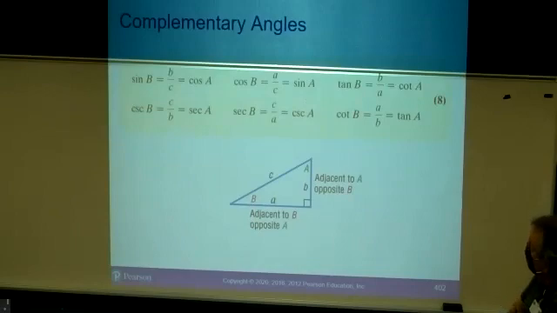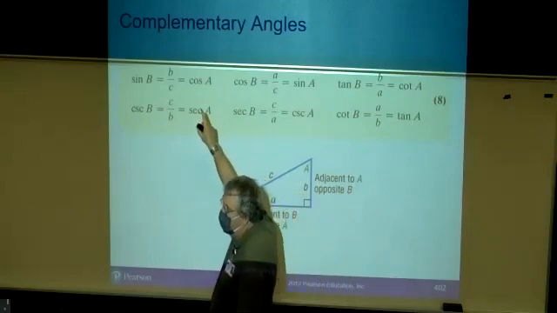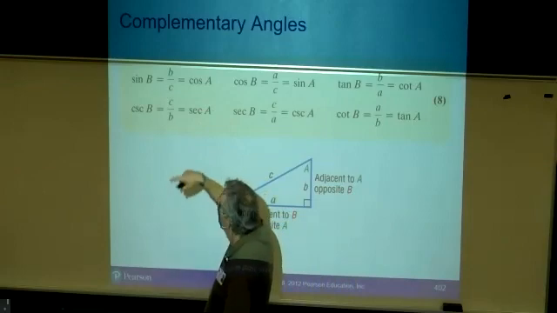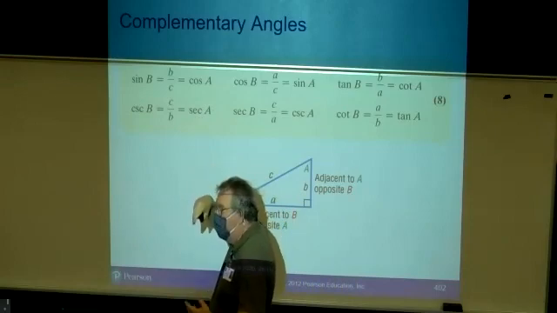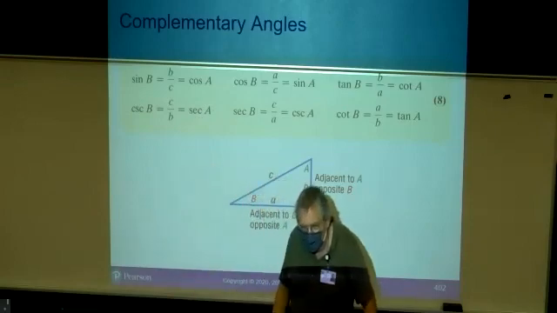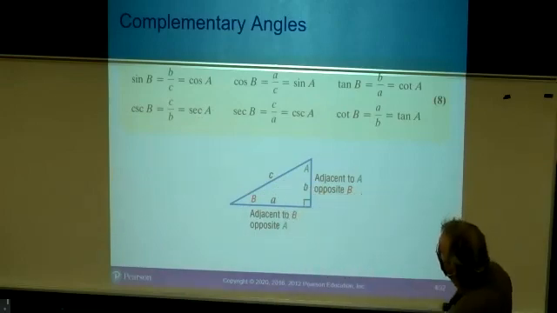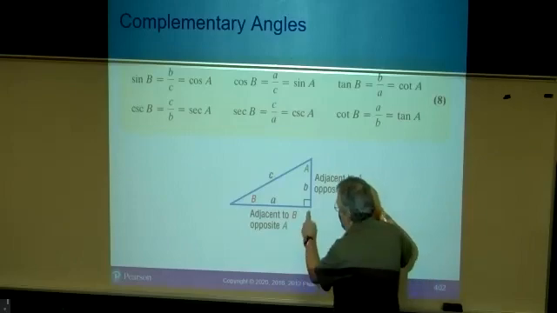All right, complementary angles. Notice there's a spelling difference between complementary angles and being complimentary. Complimentary with an I means you're being nice, like any person who compliments. Complementary with an E is different. Complementary angles are angles that add up to 90 degrees.